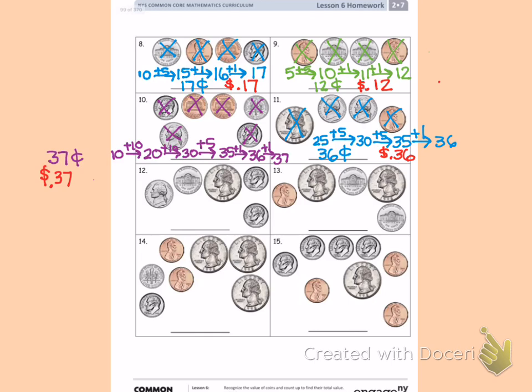Don't forget, look for the coin that is worth the most. Remember, the coin that is the largest circle isn't always worth the most. For instance, a dime is a smaller circle in size than a nickel, but a dime is worth more cents than a nickel. So look carefully, start with the coin that's worth the most money, and continue counting on. Good luck!